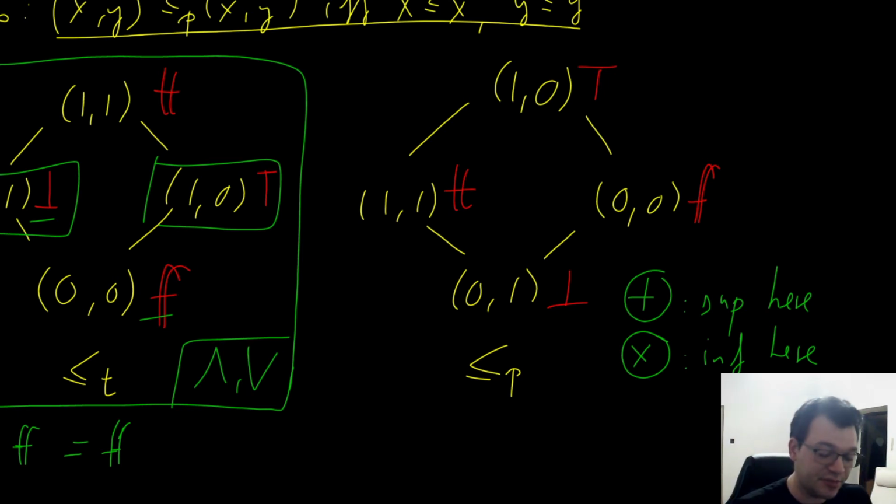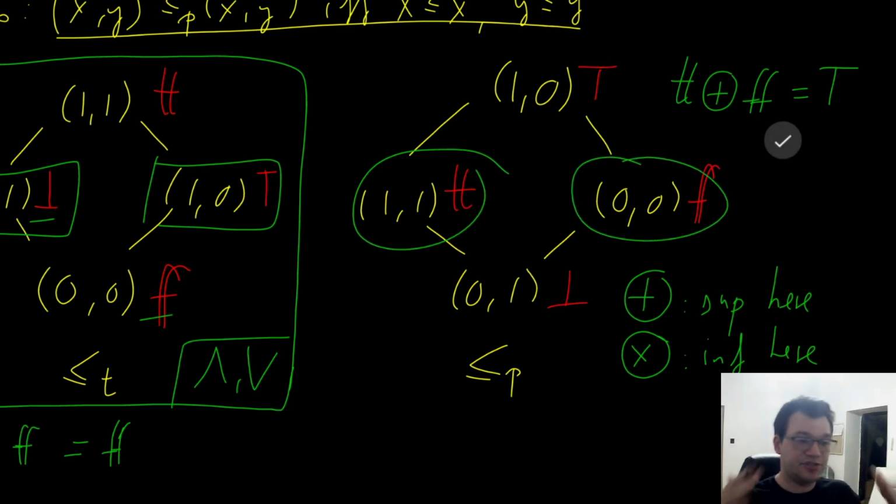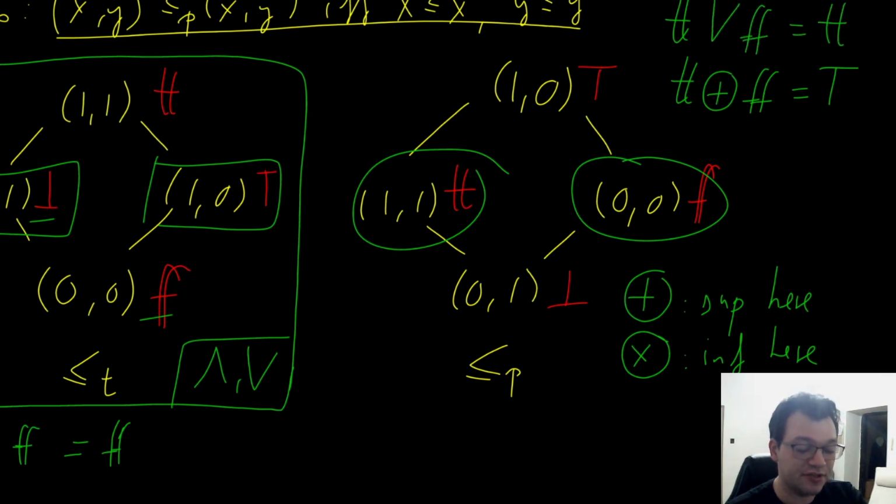So for example, true and false under the circled supremum is just the top element, because the supremum of this guy and this guy is just their least upper bound, which is just the top value. But at the same time, if you use the other supremum, then you will of course get true. So this is different. That's why we are using different signs.